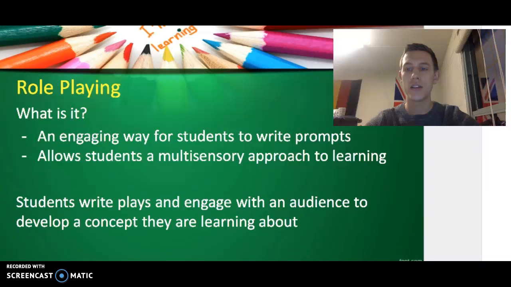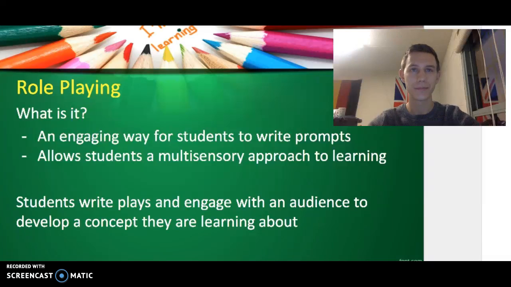My next strategy is called role-playing. What is role-playing? Role-playing is an engaging way for students to write prompts, and it allows students to have a multisensory approach to learning. Basically, students are encouraged to write plays and engage with an audience to develop the concept that they are learning.